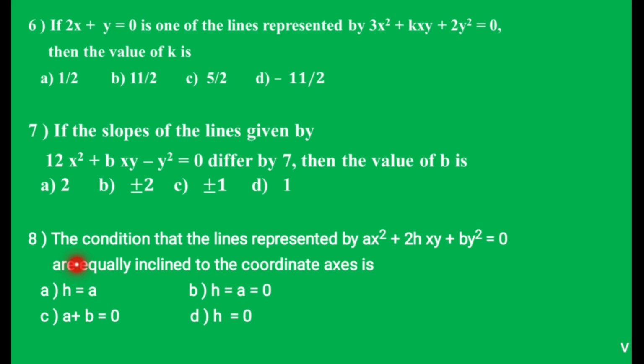Question number 8. The condition that the lines represented by ax square plus twice hxy plus by square equals to 0 are equally inclined to the coordinate axis is: option A is h equals to a, option B is h equals to a equals to 0, option C is a plus b equals to 0, option D is h equals to 0.